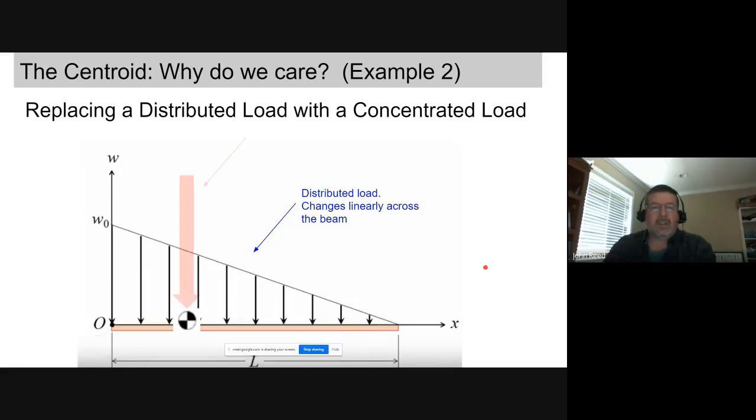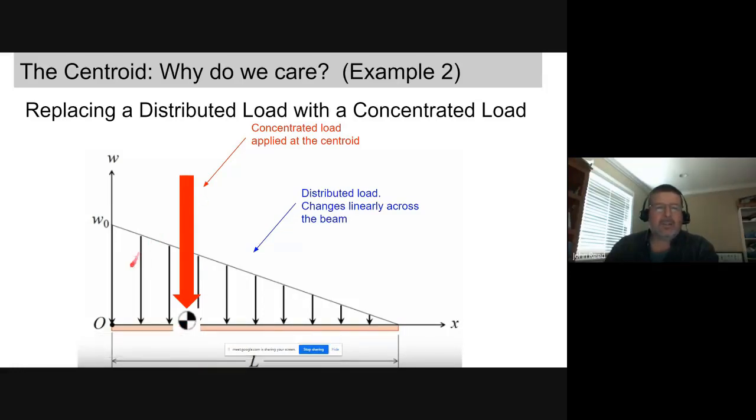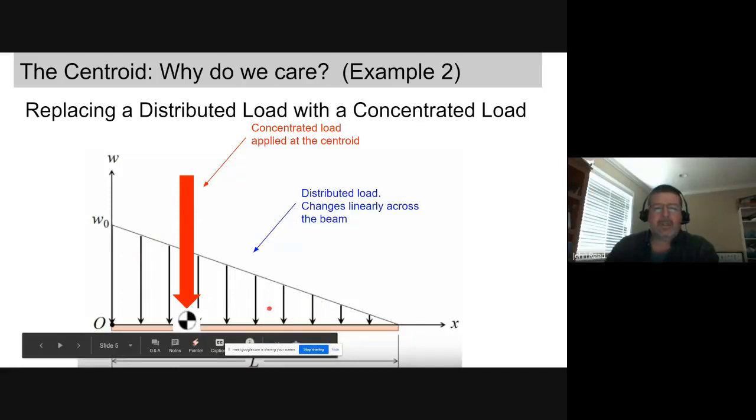To ease our calculation, we'd like to replace it with a concentrated load at a specific location, and that location is the centroid. So that's another reason why we might want to learn the centroid. The value of this replacement force turns out to be the area under the curve, but we're not going to deal with that. We're just going to talk about the centroid.